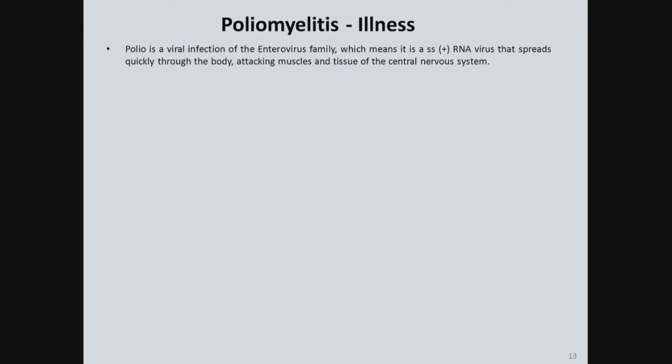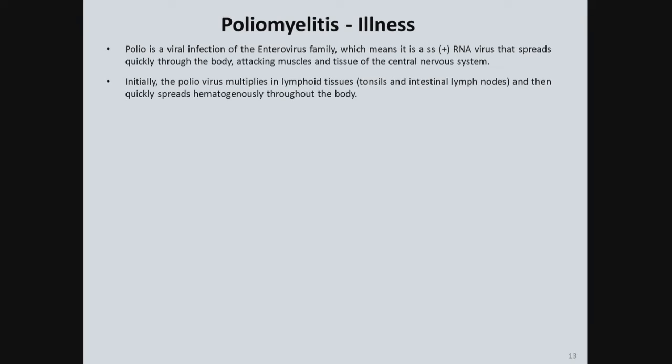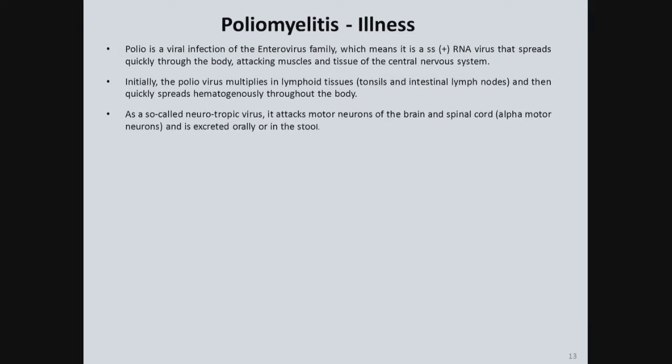Poliomyelitis, the illness. Polio is a viral infection of the enterovirus family, which means it is a single-stranded plus RNA virus that spreads quickly through the body, attacking muscles and tissue of the central nervous system. Initially, the poliovirus multiplies in lymphoid tissues, tonsils, and intestinal lymph nodes, and then quickly spreads hematogenously throughout the body. As a so-called neurotropic virus, it attacks motor neurons of the brain and spinal cord, alpha motor neurons, and is excreted orally or in the stool.